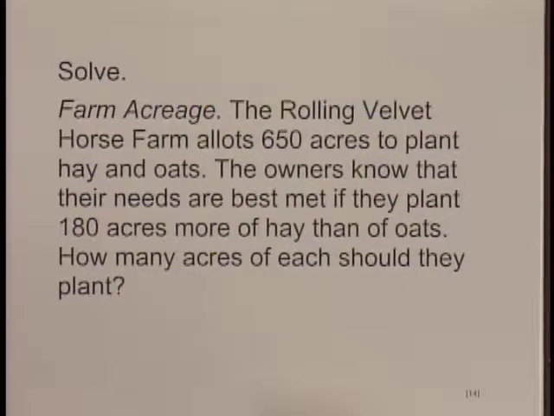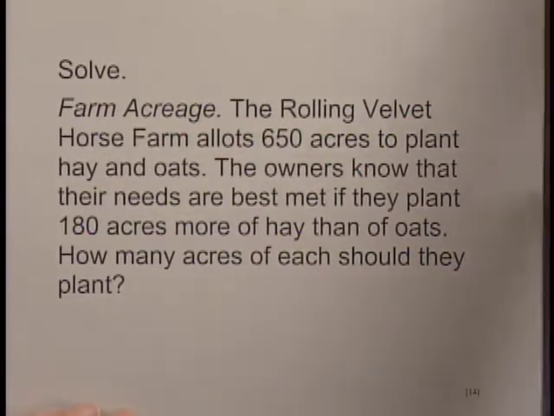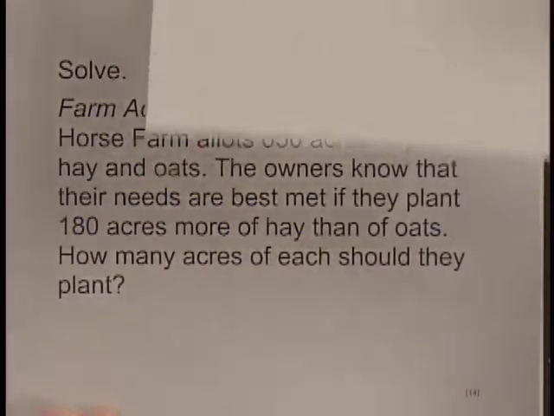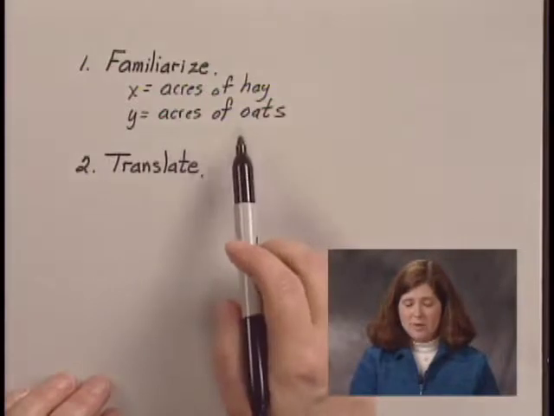We'll approach this problem using our 5-step problem-solving strategy, and the first step is to familiarize ourselves with the situation. Reading it carefully, we see that we need to know how many acres of hay should be planted and how many acres of oats. So let's let x equal the number of acres that we plant of hay, and we'll let y equal the number of acres planted of oats.